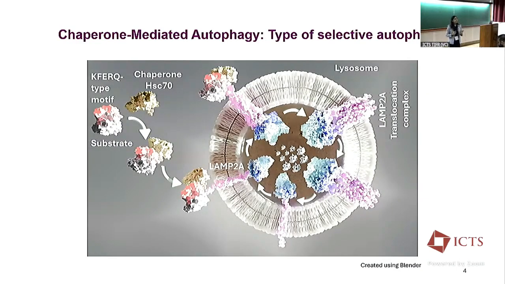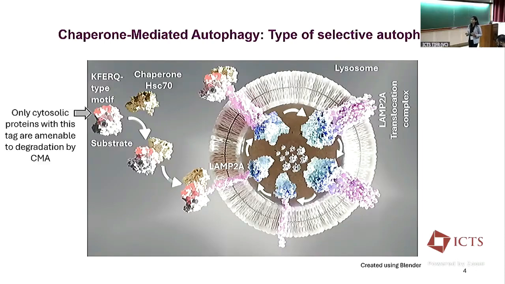One such selective autophagy is chaperone-mediated autophagy. That is what my lab works on. So basically, it's an autophagic degradation mechanism, which degrades proteins containing KFERQ-type motifs. So if a protein has this tag, they are prone to degrade via this mechanism.